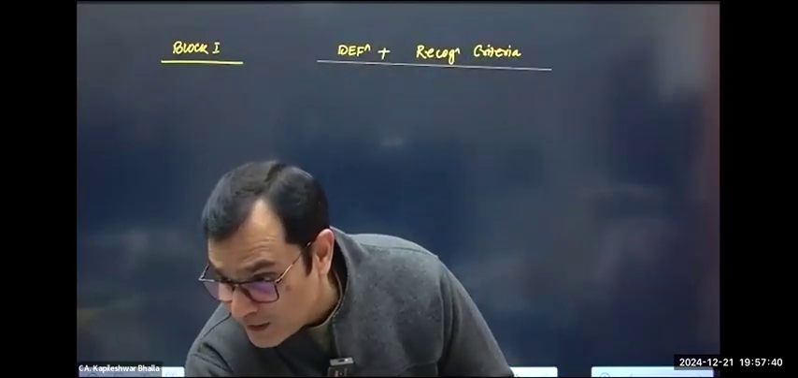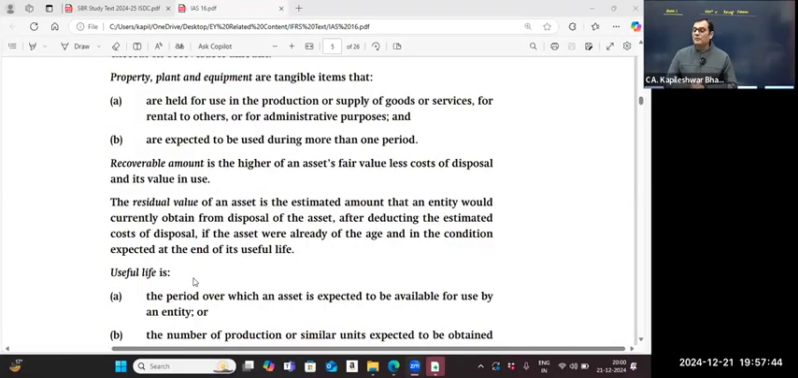Let me share the inputs again. I'm sharing the screen and I'll explain. No worry, notes will be given later. Let's first have a look at the definition once again.